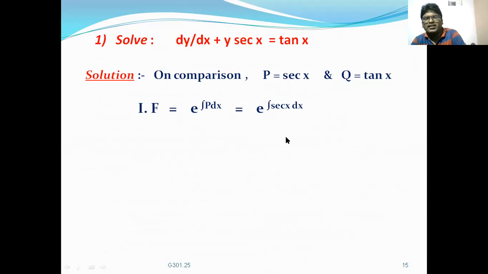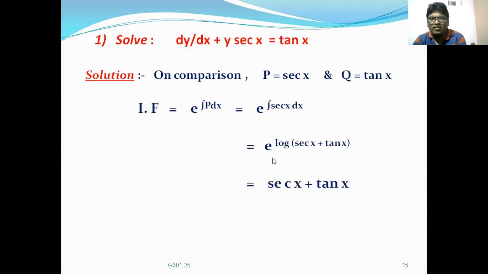Integration of secant x is equal to log of secant x plus tan x. So e power log of secant x plus tan x. Already we see in the formulas, e power log value is 1. Therefore you will get secant x plus tan x. This is the required integration factor.